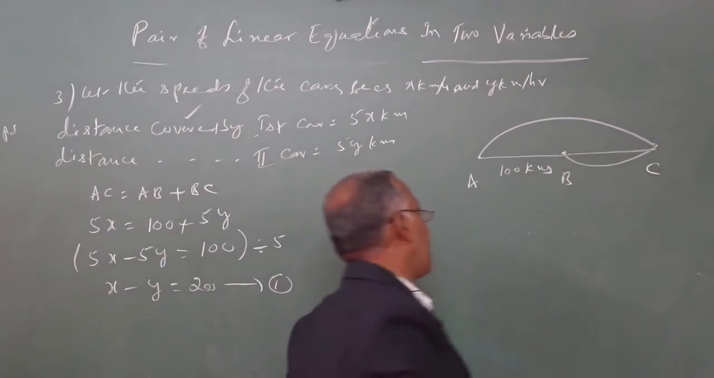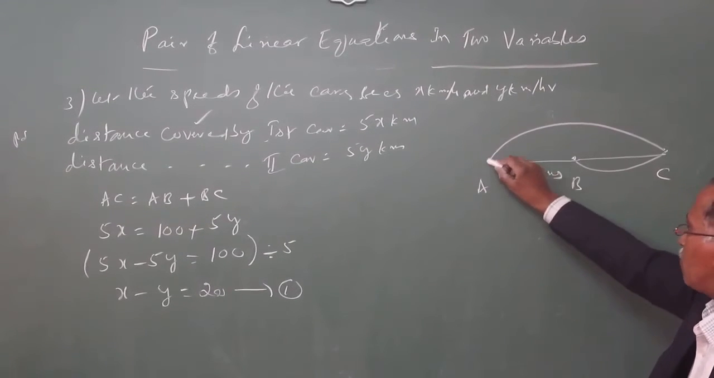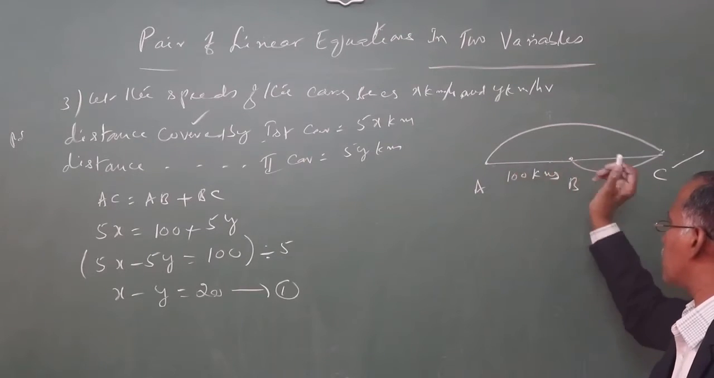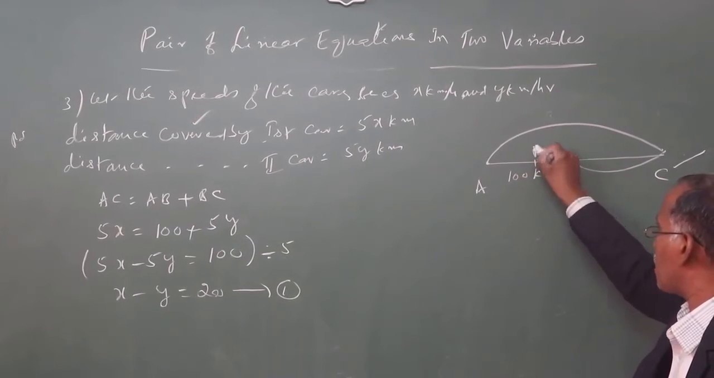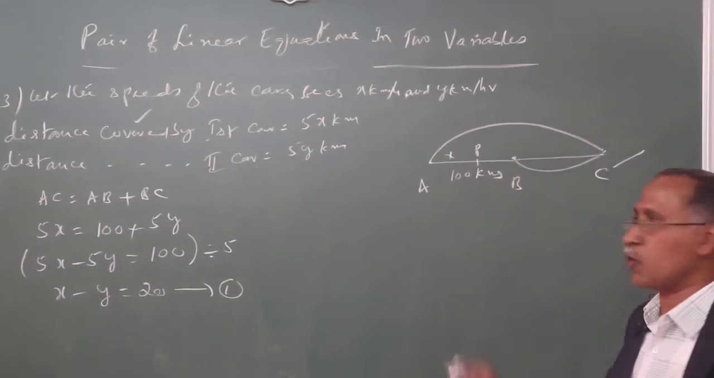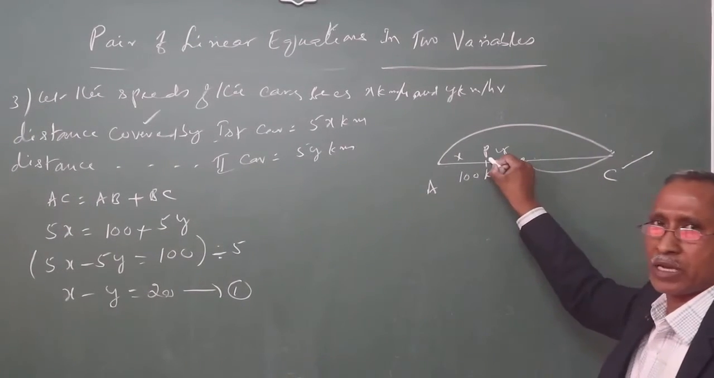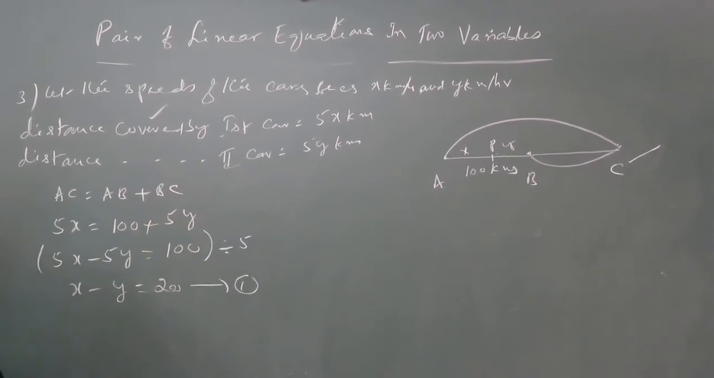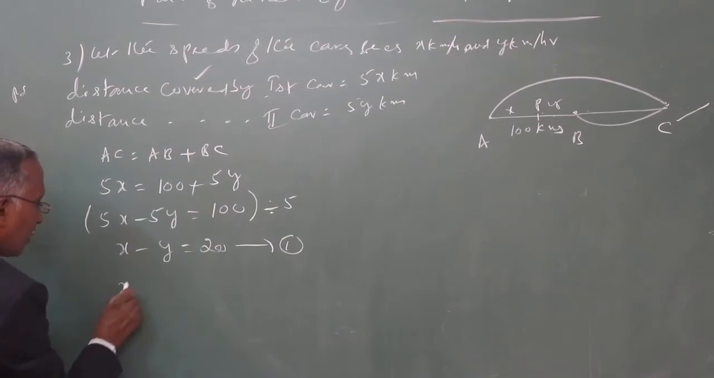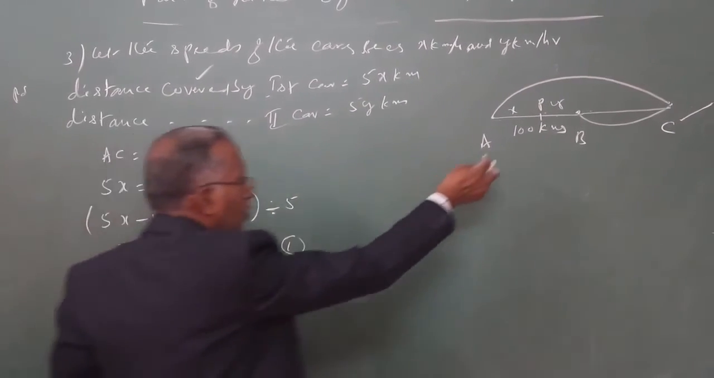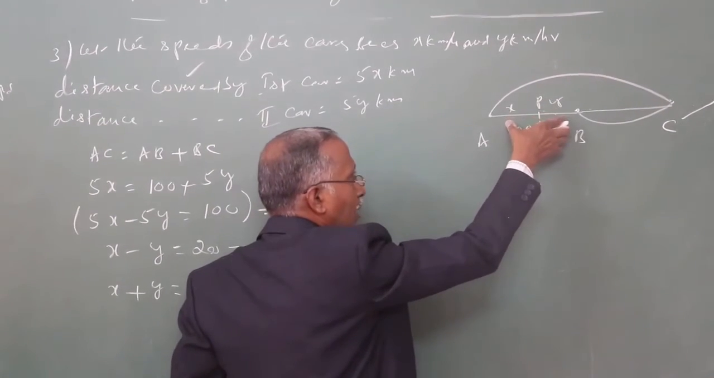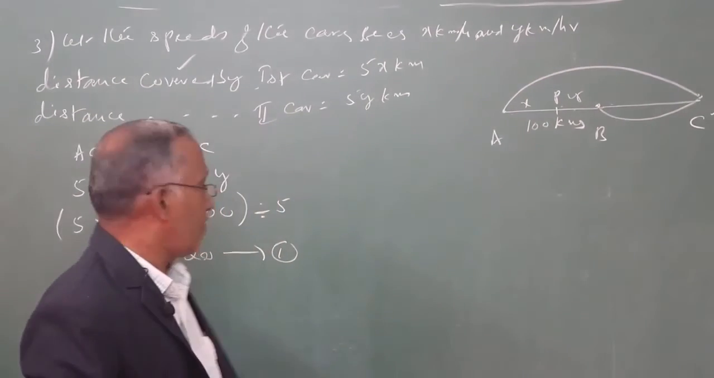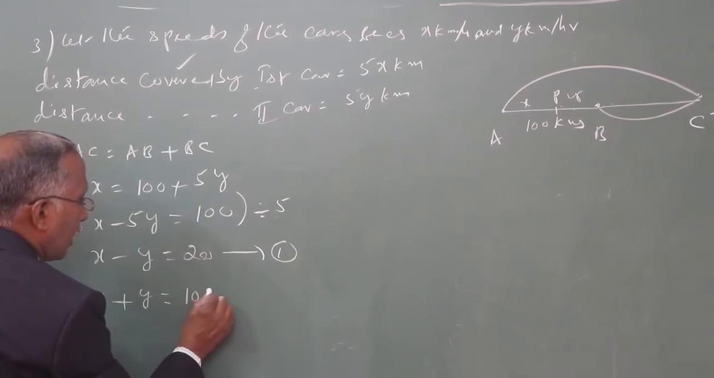Both the cars were moving in the same direction the first time, and we have got the first equation. Now if both the cars are moving in opposite directions, the first car is moving in this direction, and after 1 hour they meet at one point B. The first car covers the distance of x kilometers, the second car covers the distance of y kilometers, both moving in opposite directions. Therefore, after 1 hour they meet. Therefore, how to write now? After 1 hour means x plus y. Both the cars are going to meet at the point B after 1 hour. These cars are covering the distance of x kilometers and y kilometers individually. Therefore, x plus y is equal to 100.